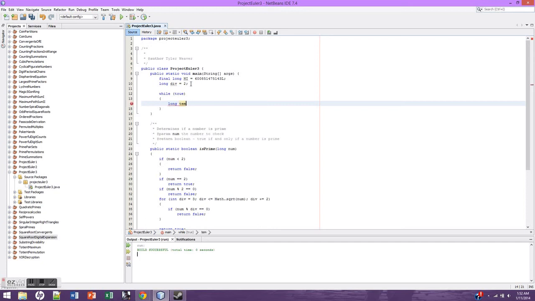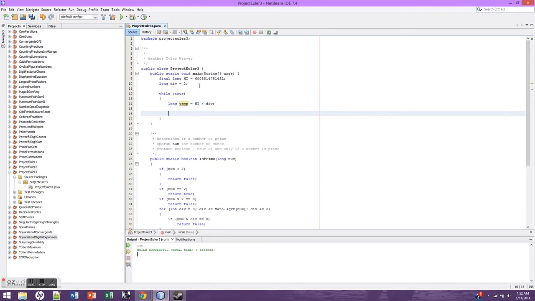So we want a temporary variable equal to high divided by divisor. And this is just getting this number divided by 2, so it's getting the quotient. So if high modulus, is it high modulus temp? I think so.